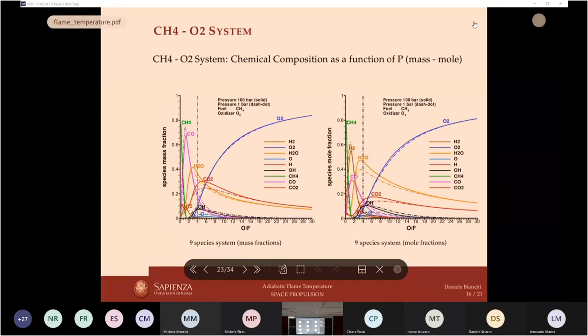So this is just the effect of pressure, and you see the effect of pressure on H2O and CO2 especially. And this is important. You see that for CO the dependence is less evident, whereas for CO2 and H2O we have an increase of the amount by increasing pressure. And you see, again, the reduction of OH and O with increasing pressure.